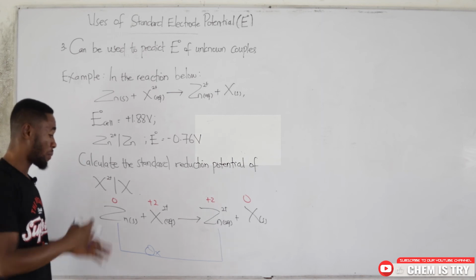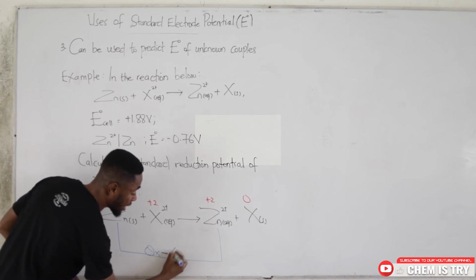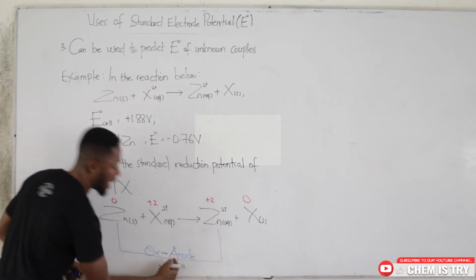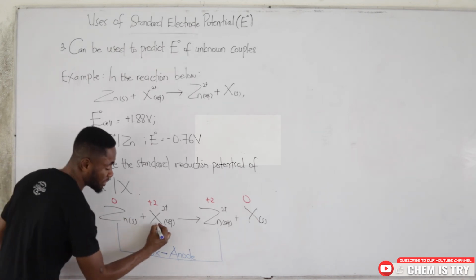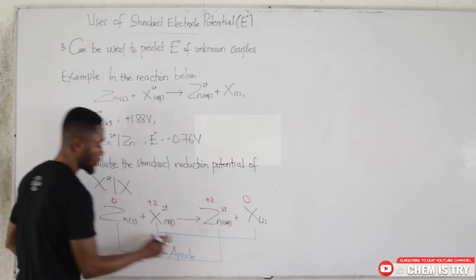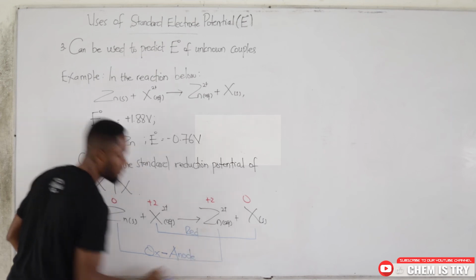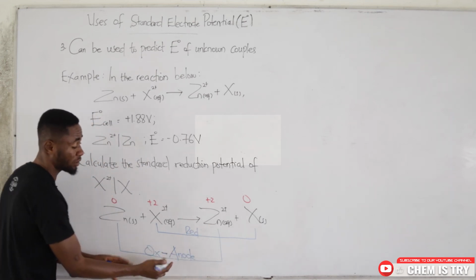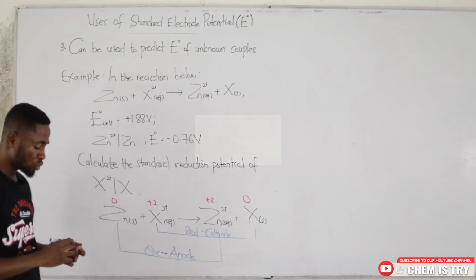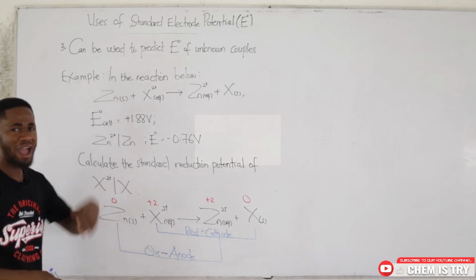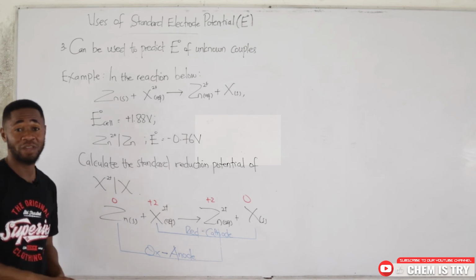Then we said the part of the cell where oxidation occurs is called the anode. Then you can see that X has its oxidation number decreasing from positive 2 to 0, so it is undergoing reduction. And what did we call the reduction half cell? The cathode. So if I identified our anode and our cathode, that is the most important aspect of that question.